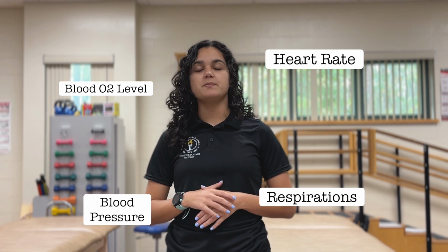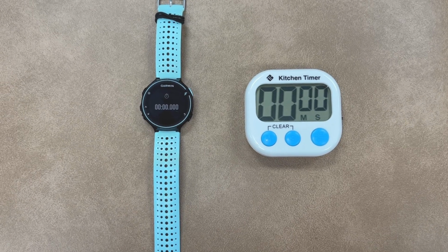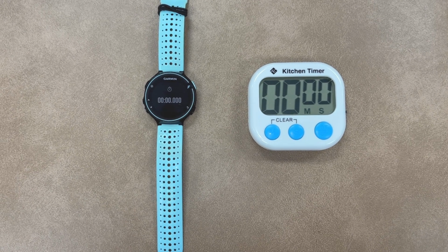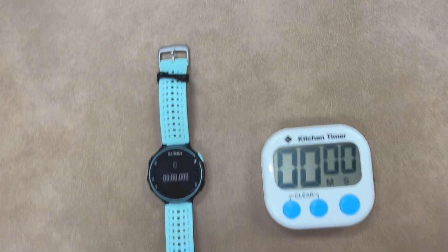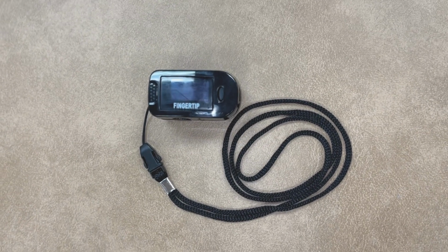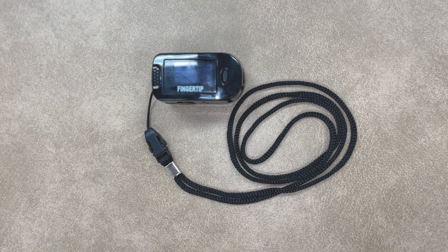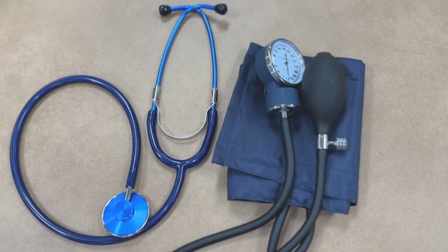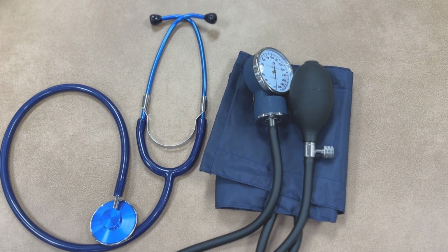Let's go over the equipment that we're going to need to take these vital signs. Manually measuring heart rate will require a watch or a timer. For blood oxygen levels, we use an oximeter. For blood pressure, we use a stethoscope and a sphygmomanometer.